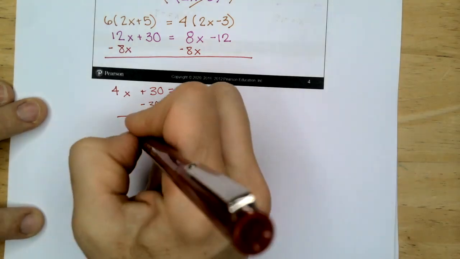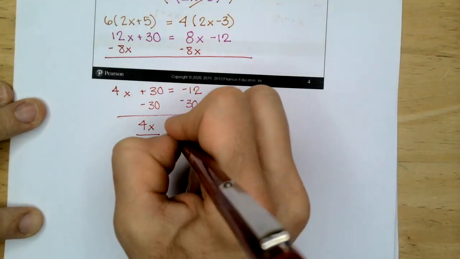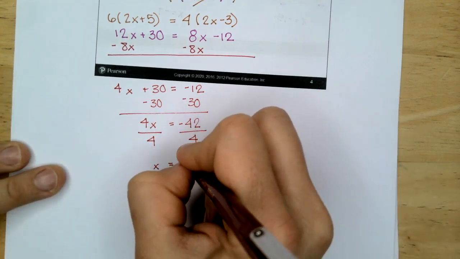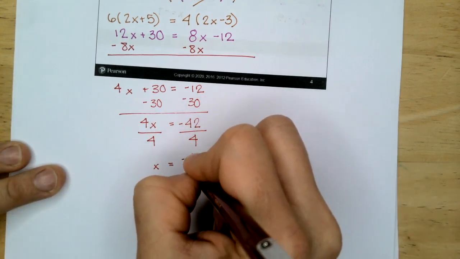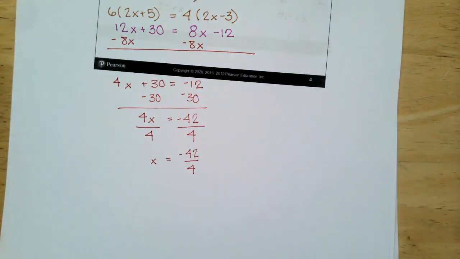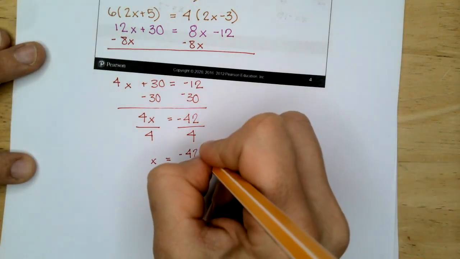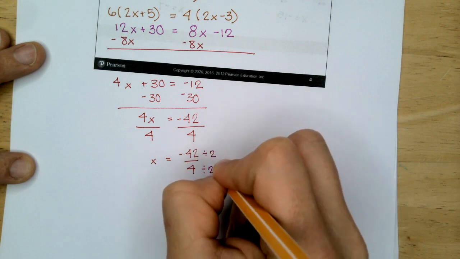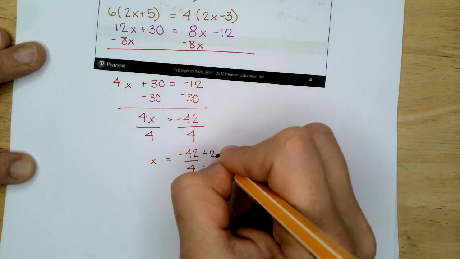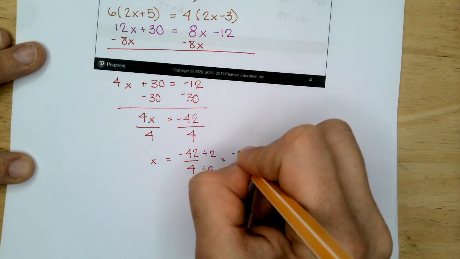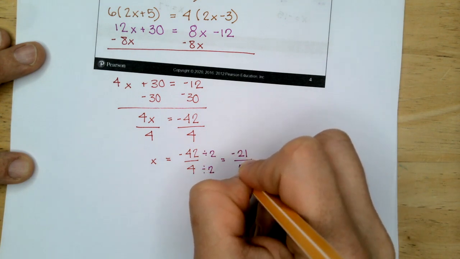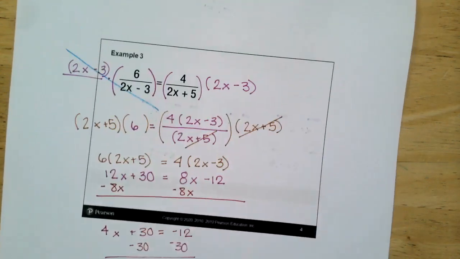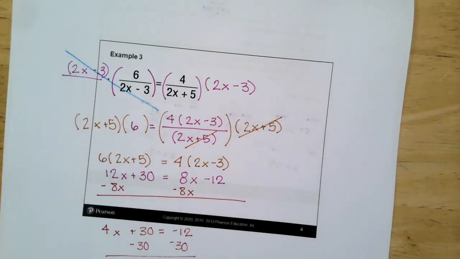You can't, let's keep going. Let's divide by 4. X is negative 42 over 4, which doesn't divide into a whole number, but we can simplify them both by 2, right? Or we can divide them both by 2. Negative 42 divided by 2 is a negative 21, and then 4 divided by 2 is 2. So x is negative 21 halves as our answer for this problem.